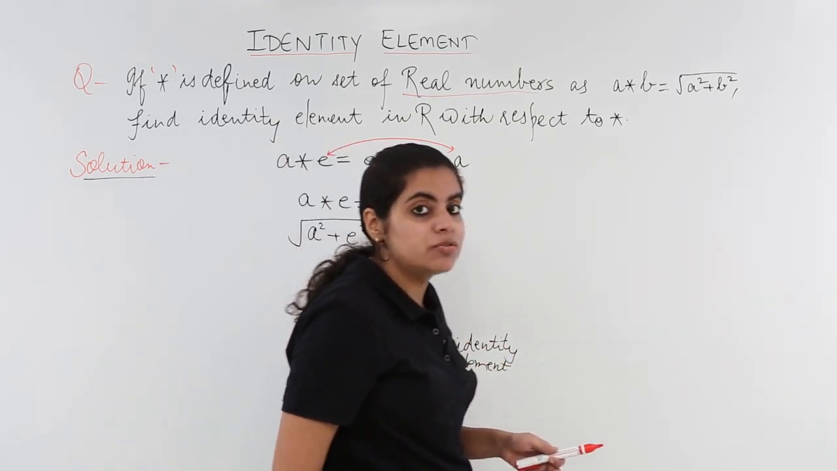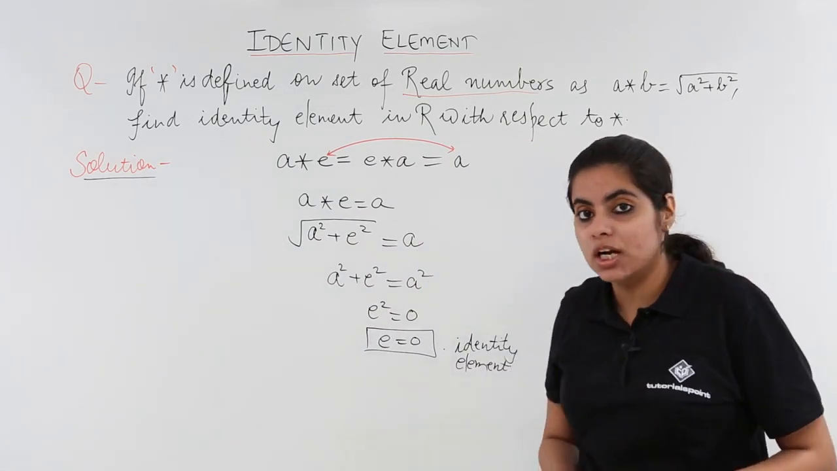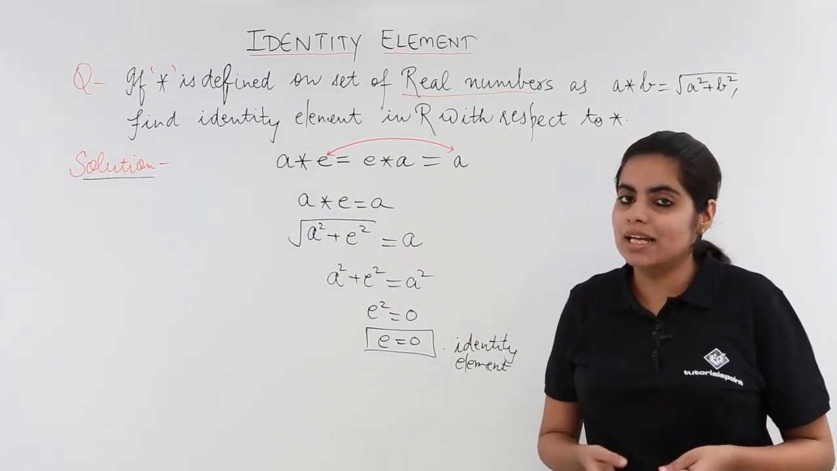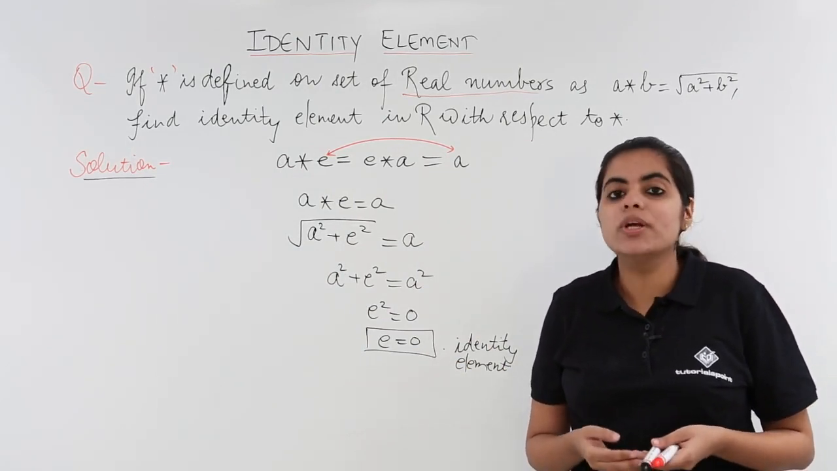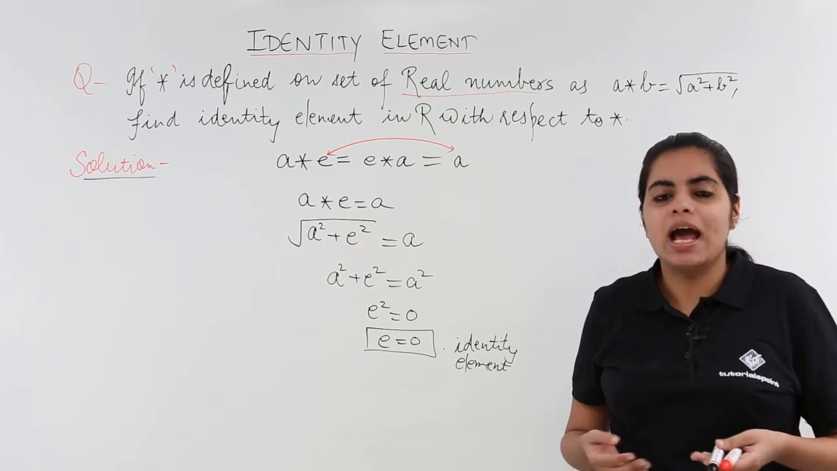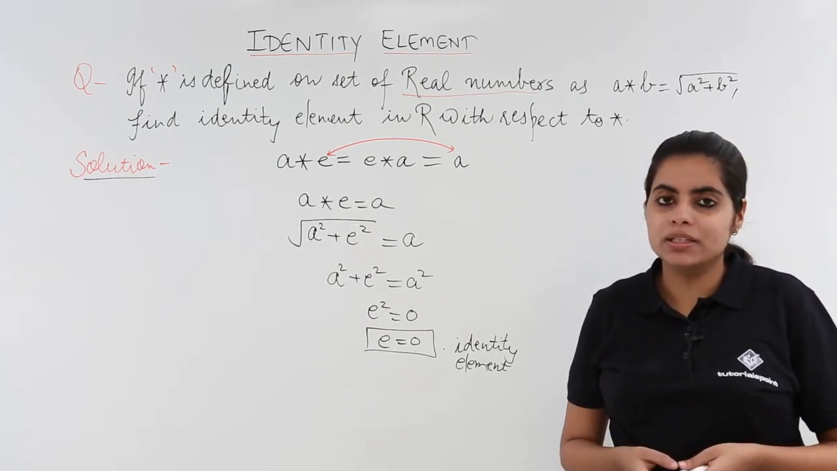So, in this question we saw what is the procedure to find identity element. Identity element is nothing but that element which does not change my answer when any element as such a is operated with it.